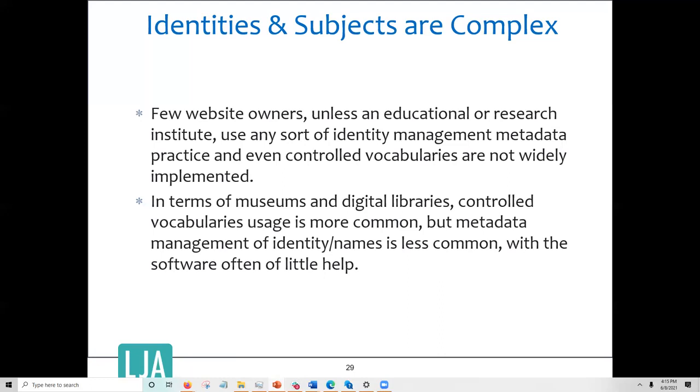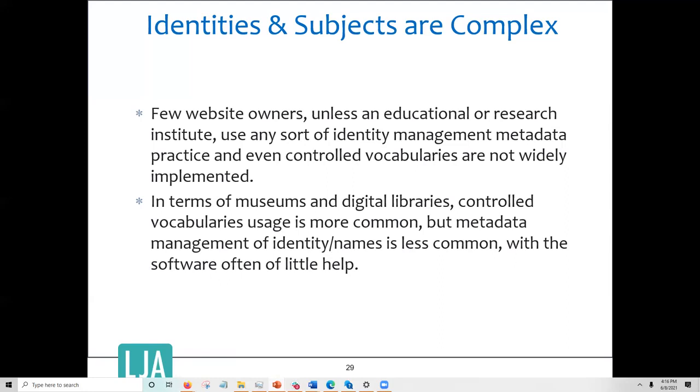And my experience from working with these kinds of technologies and these systems and software that are used for digital libraries, institutional repositories, and museums is that controlled vocabularies are sometimes present. I mean, certainly there's a subject field, and sometimes it will link out to a controlled vocabulary or maybe do a lookup against a controlled vocabulary. So there is that possibility. But then once you start looking at identities and metadata, it just becomes much, much less common.